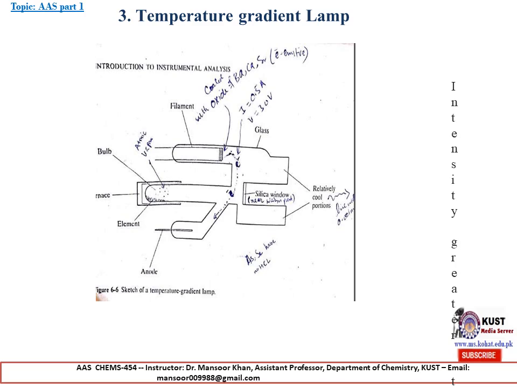Its applications are fewer, and it is used only for two elements and only in specific analysis, as compared to the hollow cathode lamp. The hollow cathode lamp still has more applications than the temperature gradient lamp.